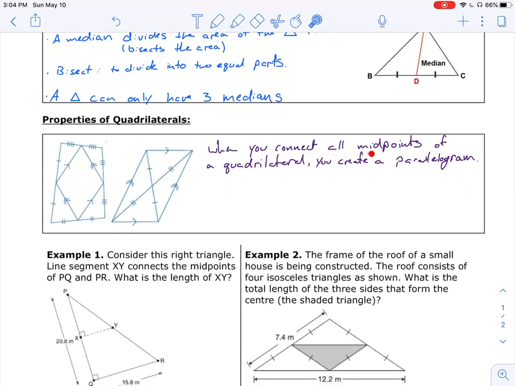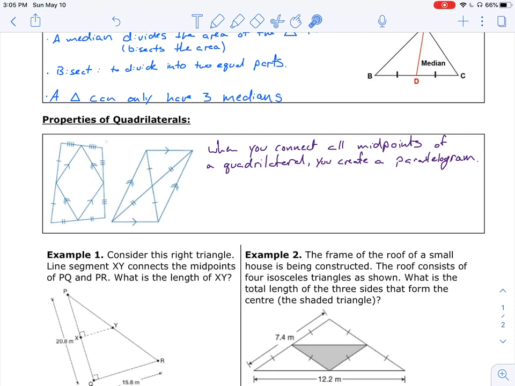Properties of quadrilaterals: the only thing that we really need to remember is that when you connect all midpoints of a quadrilateral, you create a parallelogram. So this quadrilateral, as we can see, is not anything special in particular, but you take the midpoint, midpoint, midpoint, midpoint, and connect them all, and we create a parallelogram. So that would be a property of quadrilaterals when it comes to midpoints specifically.